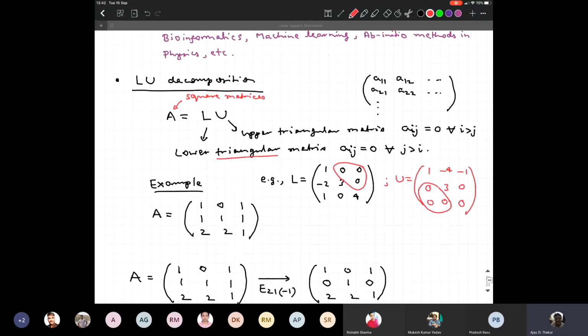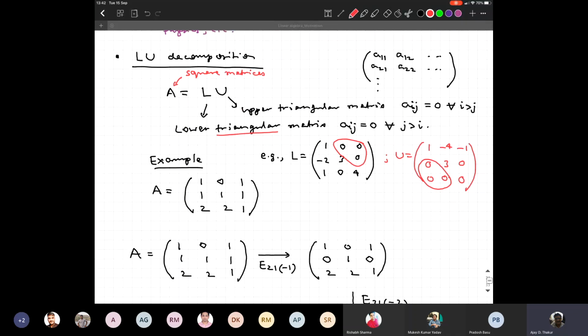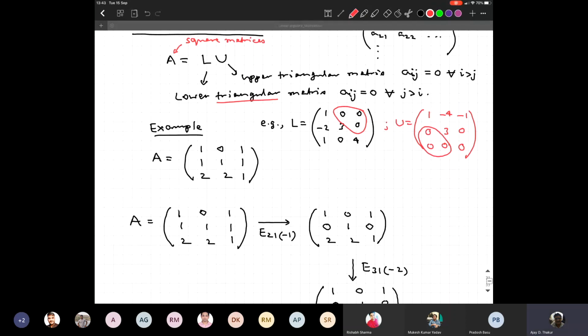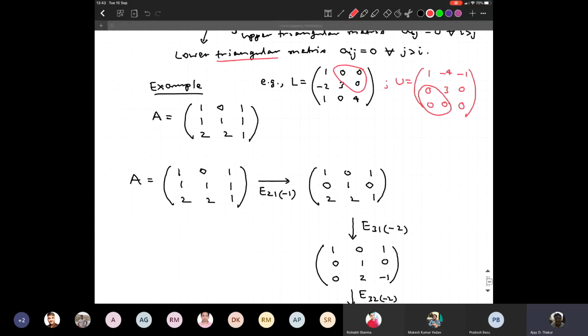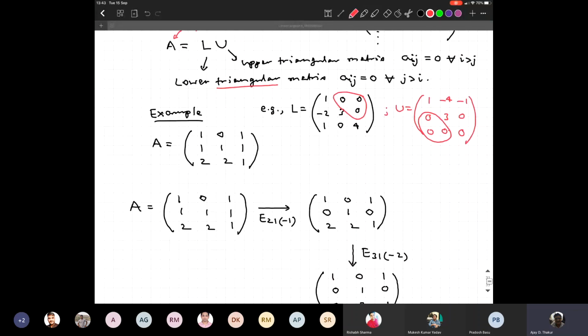So we will try to understand this decomposition problem. How do we do it? Using the following example. Let's consider a matrix A which has the following components: 1, 0, 1, 1, 1, 1, and 2, 2, 1. And what we want to do is convert it into an upper triangular form, that is a U matrix. And for that, we are trying to use this elementary row transformation.